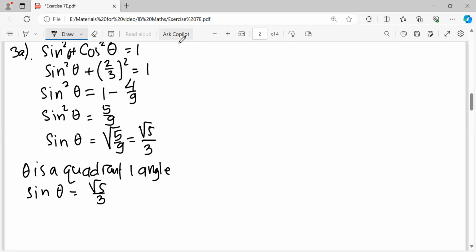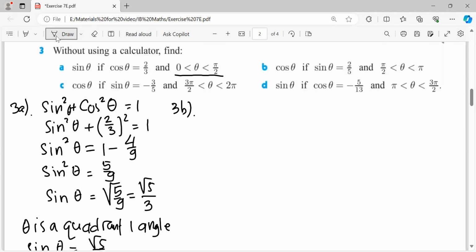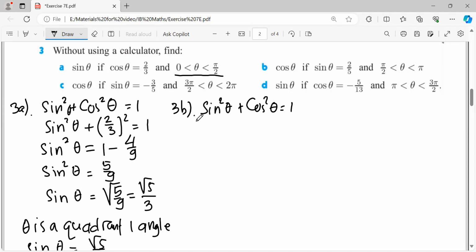Next, 3b. Find cosine theta if sine theta equals 2/5 and theta is positioned less than 180 degrees and greater than 90 degrees. Okay. Again, this equation, sine theta equals 2/5.